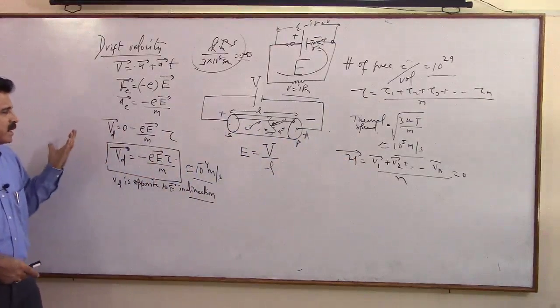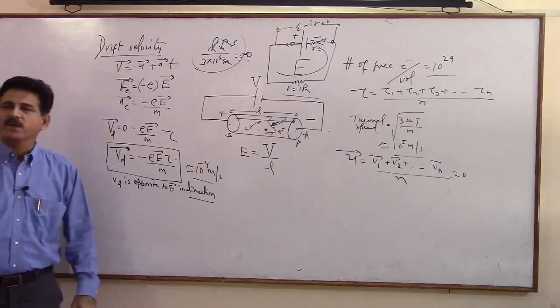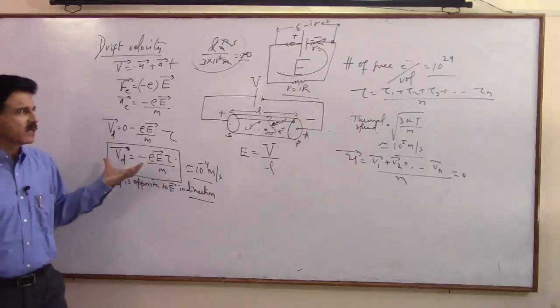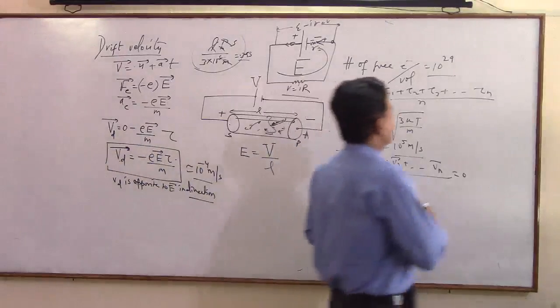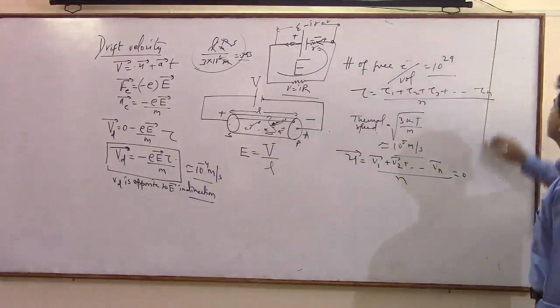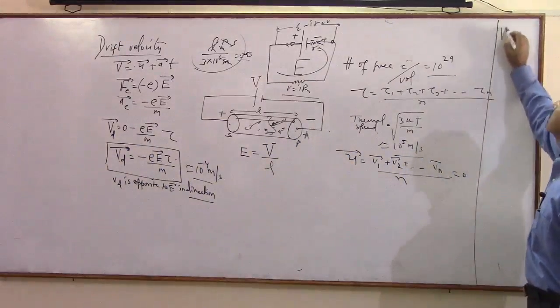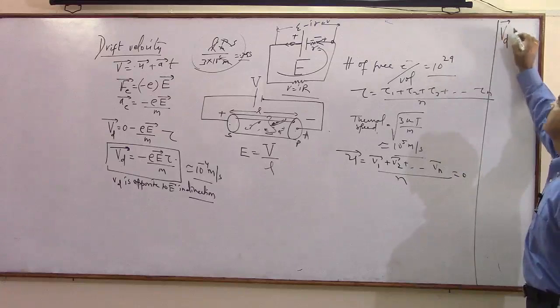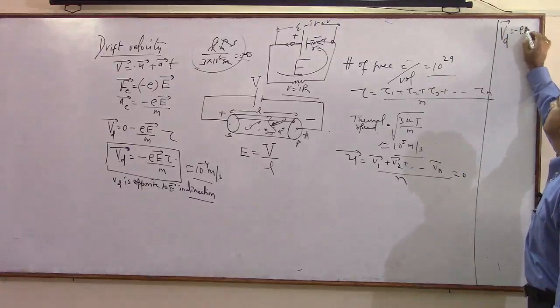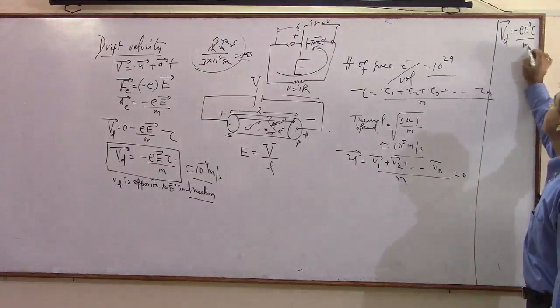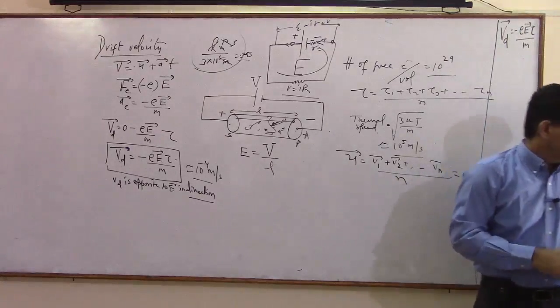Okay, let us calculate the next possible parameter. Let us be talking about current. The first result is in place, and I will put all these results here. I will compile it here. तो पहला result मेरे पास आ गया है. V drift is equal to minus E tau divided by M. Right?